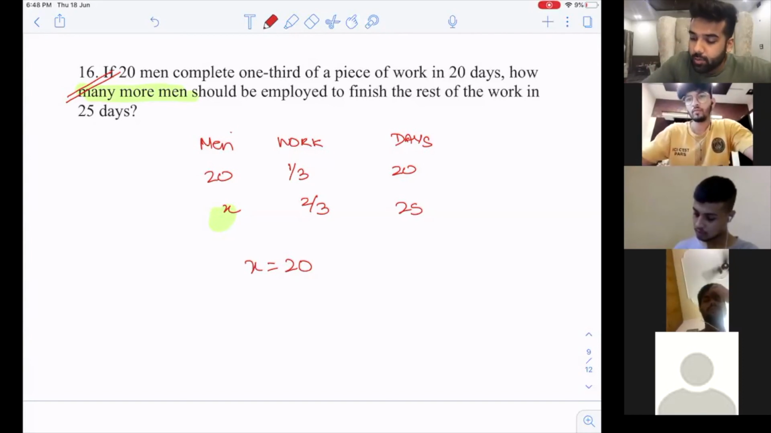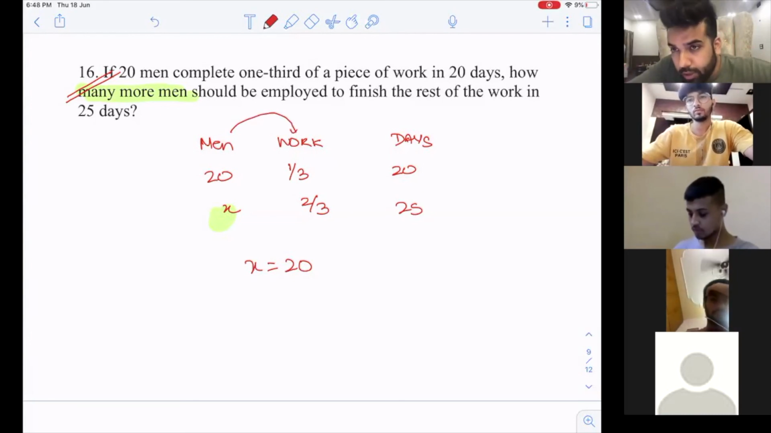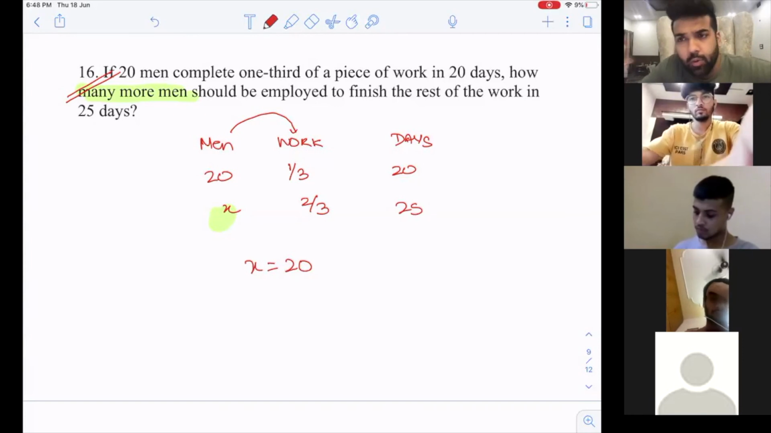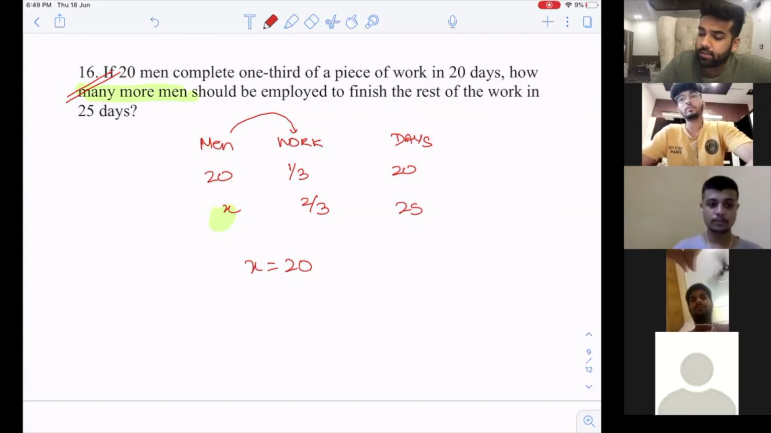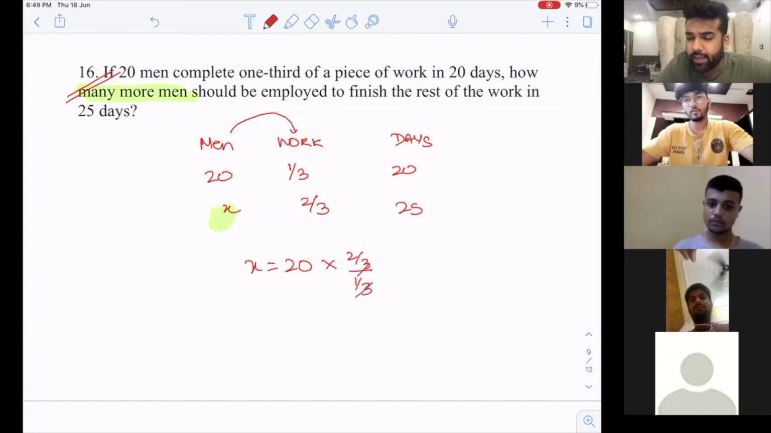Look. For 1/3 work, 20 men are required. For 2/3 work, the work has increased. Ask yourself: do I require more men or fewer men? For 1/3 work I need 20 men. Now the work has doubled, it is 2/3. So do I need more men or fewer men? More. For more, the bigger number goes on top, the smaller number below. So that is what we get. Clear or not?